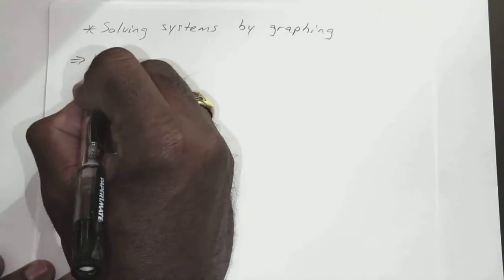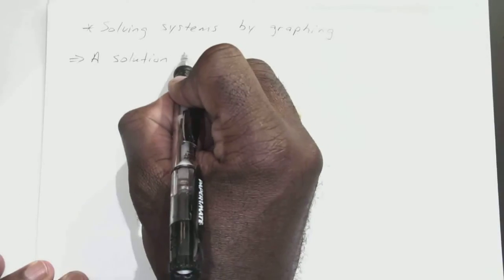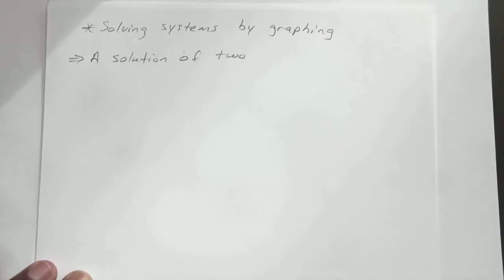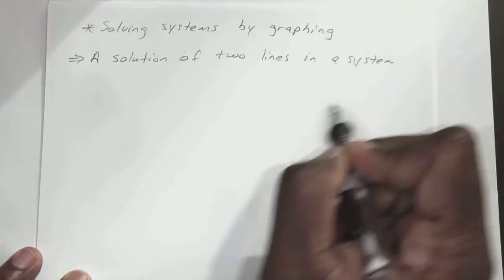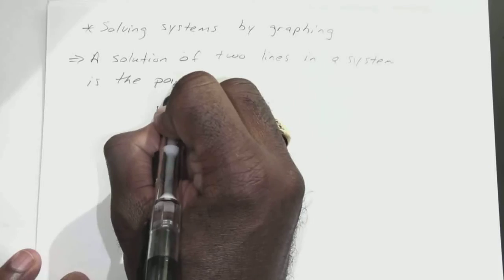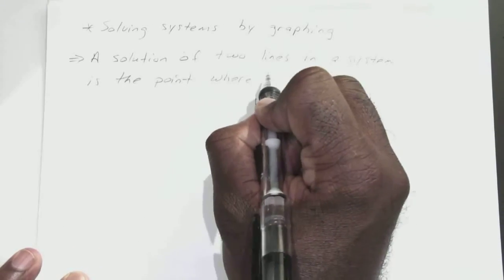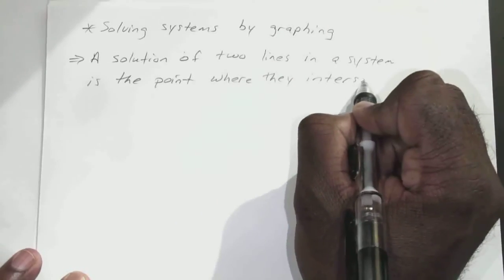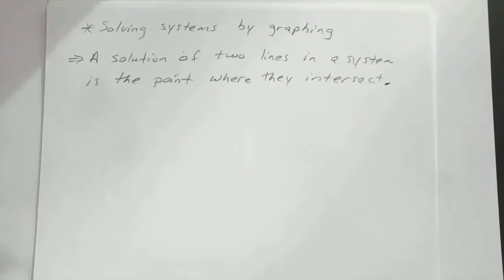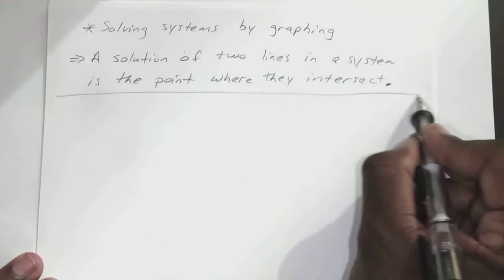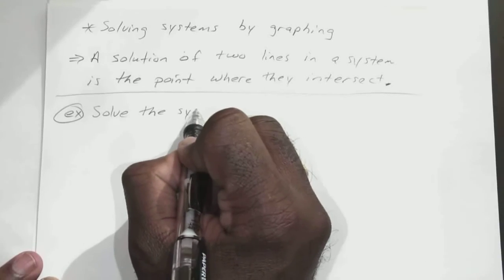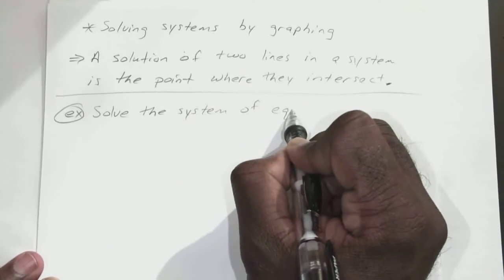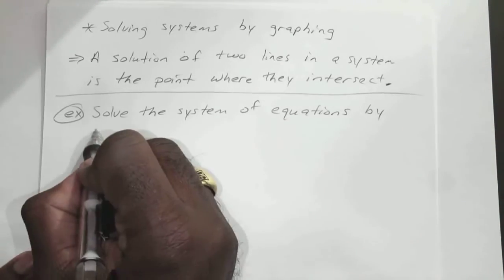And all that where we know a solution of two lines in a system is the point where they intersect. So every solution we had just told us where they crossed each other. So let's say, for example, solve the system of equations by graphing.